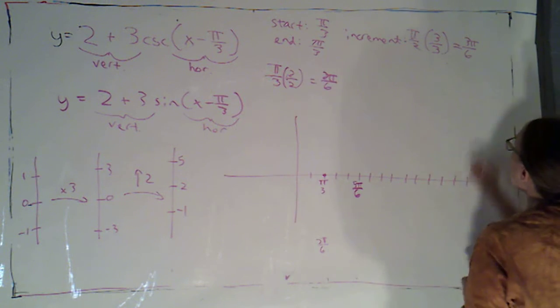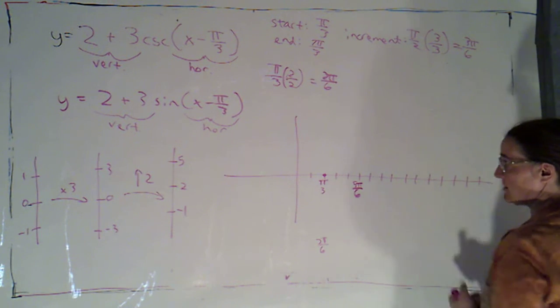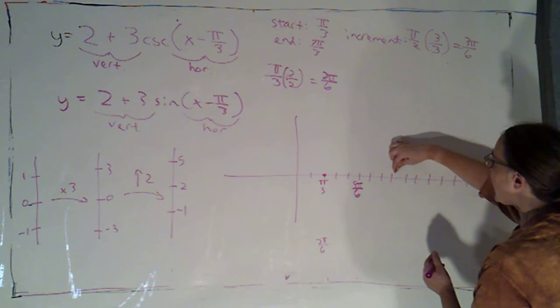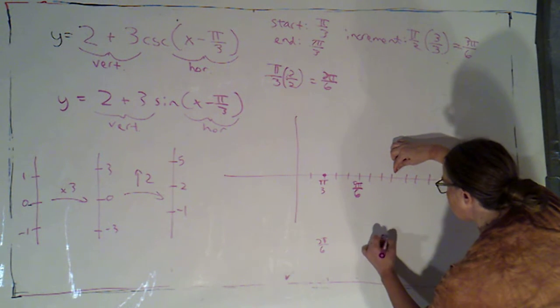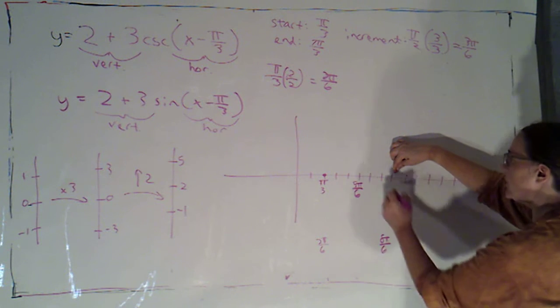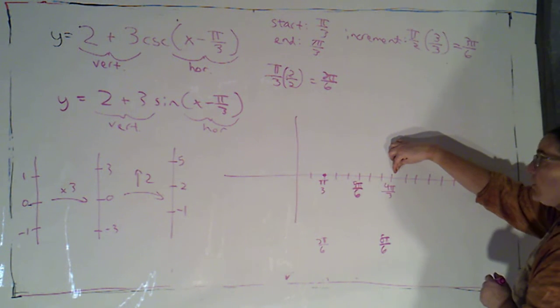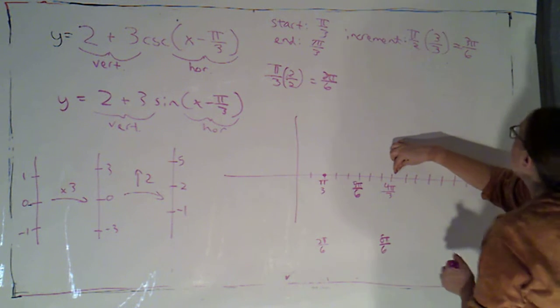Okay. I'm going to add, and that doesn't reduce. Okay. I'm going to add 5, 6, 7, 8 pi over 6 is the next one. But that one will reduce. That'll reduce to 4 pi over 3. So that's how I'll actually label the axis. Okay. And then let's see.